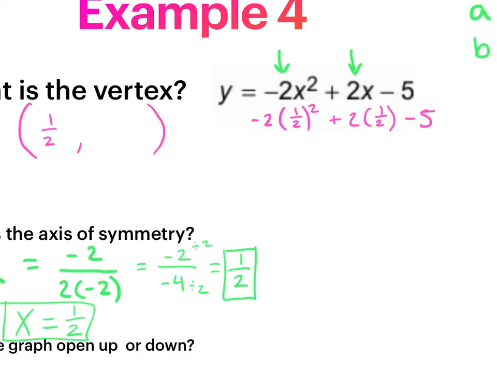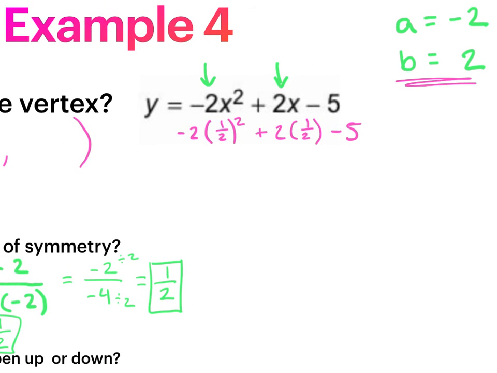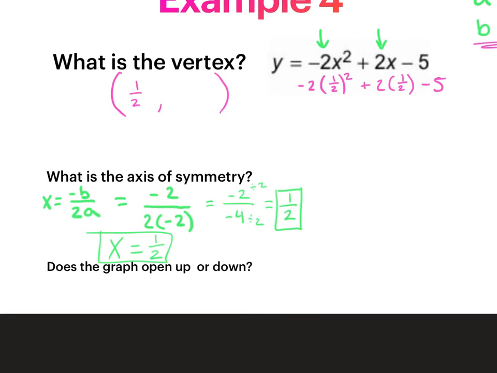Alright, we gotta do some math here. Okay, so somebody on Zoom asked, isn't B positive? B is positive. We said B is equal to positive 2, but the formula we plug it into is negative B over 2A. So that's what made this a negative 2 on top. Good question.